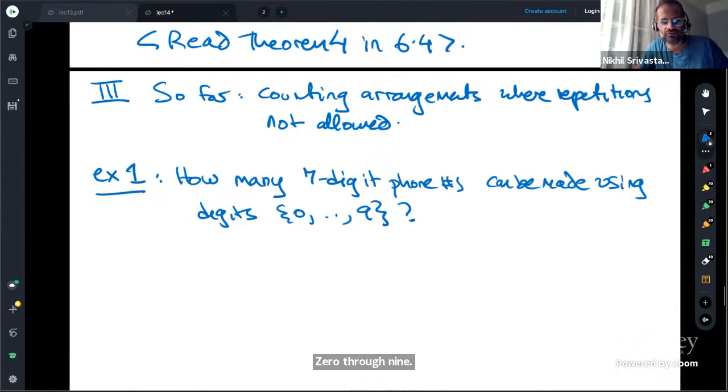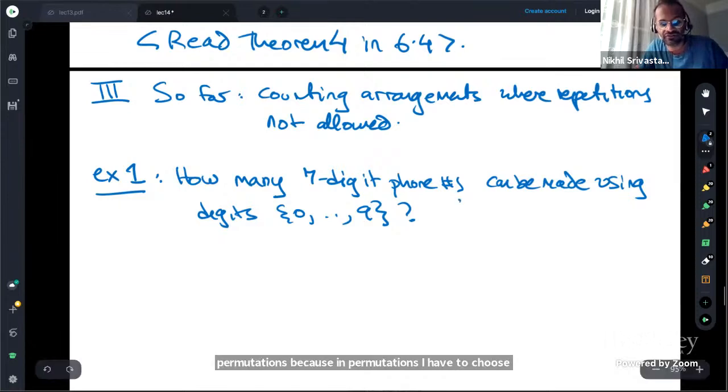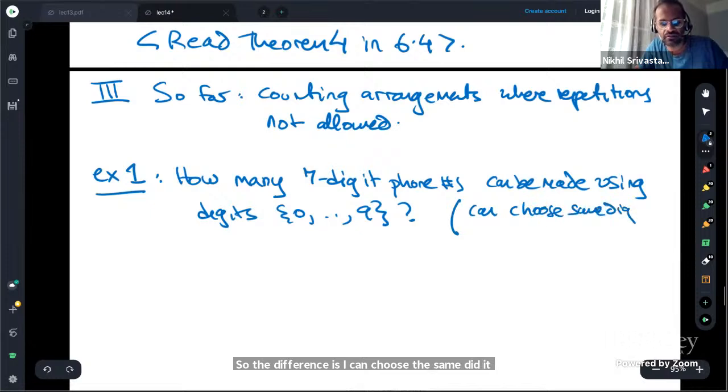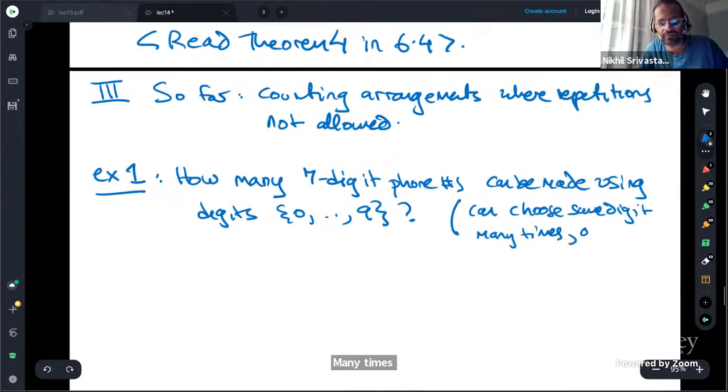Okay, so the difference here is that now I can choose a digit twice, right? This is different from just permutations, because in permutations, I have to choose distinct elements. In this one, I don't. I can choose the same digit many times. And implicitly, it's a phone number, so the order matters, right?